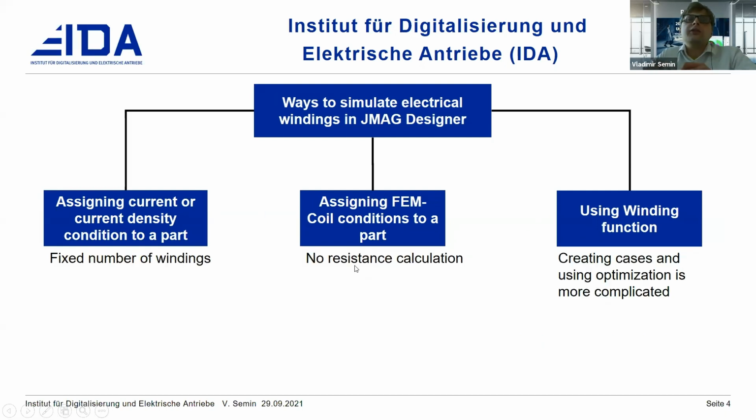But in this current density condition, it isn't possible to change the number of windings. I mean windings like in turns. Every time, only one winding is assigned to a part, which makes it impossible to simulate back EMF, for example.